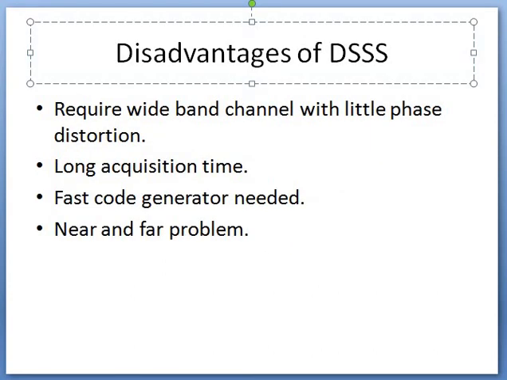Disadvantages of DSSS: it requires a wideband channel with little phase distortion. It has a long acquisition time, and a fast code generator is needed in this case. It also faces the near and far problem.